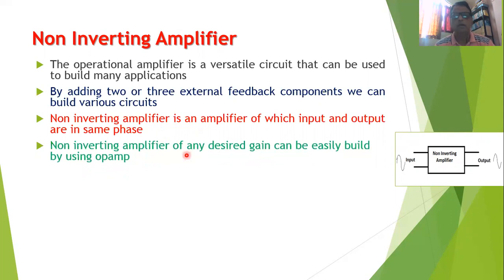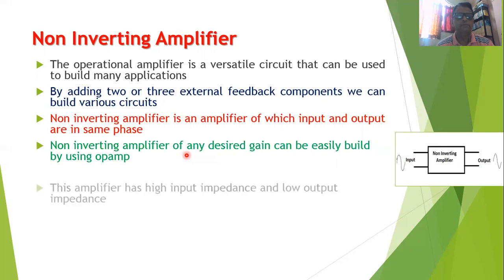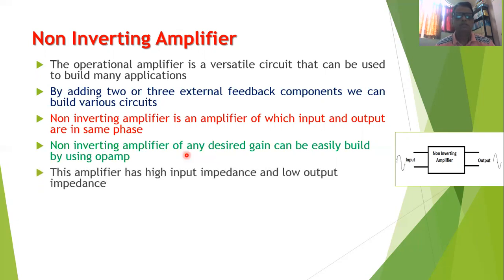A non-inverting amplifier of any desired gain can be easily built by using an operational amplifier. So this is the flexibility of the operational amplifier, that we can easily adjust the gain of the amplifier circuit. This non-inverting amplifier will have a very high input impedance and a very low output impedance.